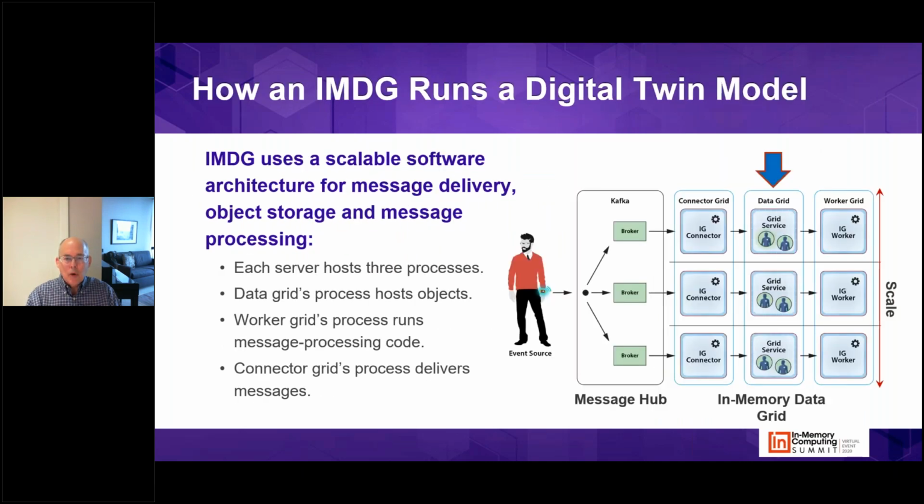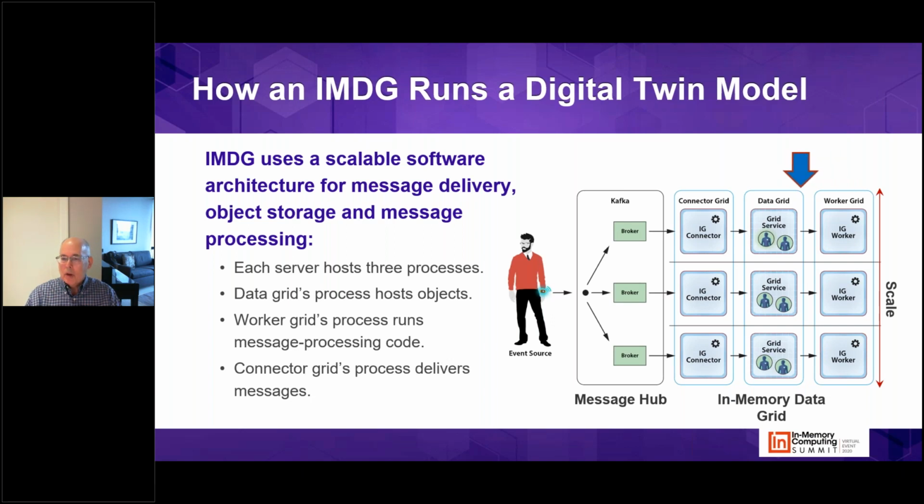So this is how one would run real-time digital twins on an in-memory data grid as messages flow in. This is shown slightly out of order, but you can see here the arrow pointing to the data grid where the objects are being held that represent the real-time digital twin instances for their corresponding data sources. And then another process on each server is called an IG worker, which is part of a worker grid, which is hosting the code that's running the message processing code, the process messages method defined by the application developer.